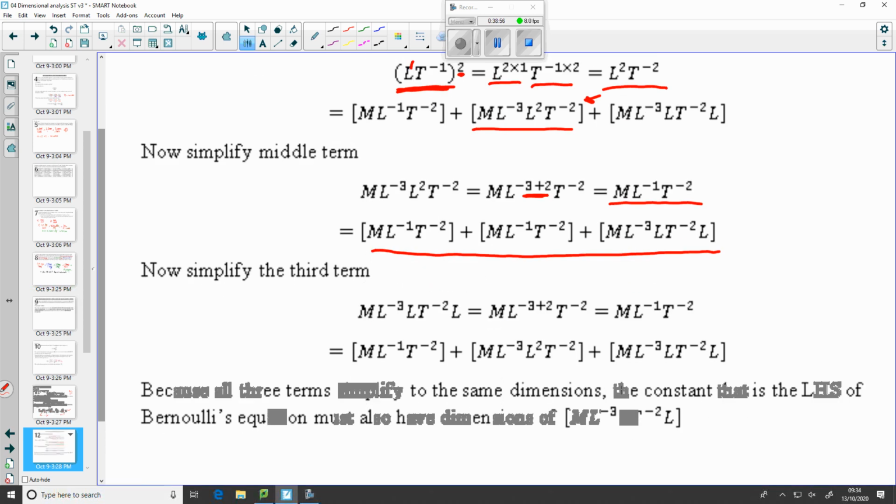We've got a third term that we can simplify because we've got 1, 2, 3 L terms. And now I'll use a different colour. 1, 2, 3 L terms. So we can bring those together. ML to the minus 3, plus 1, 2. Yep. So we end up with ML to the minus 1, T to the minus 2.